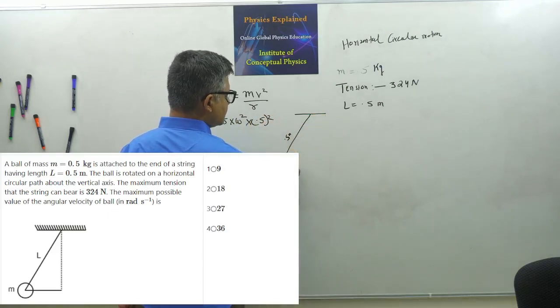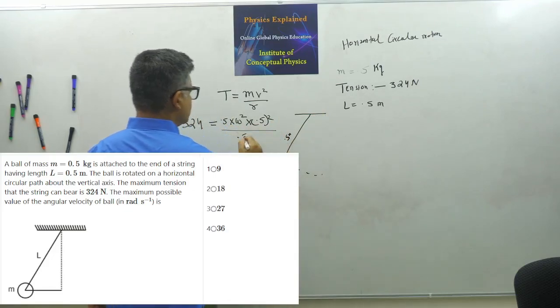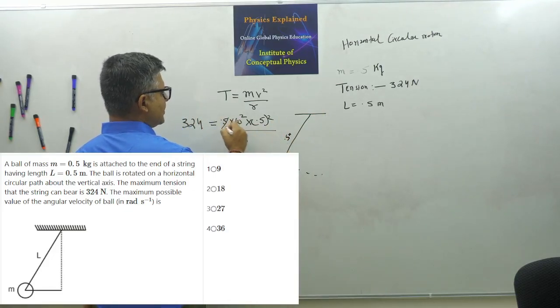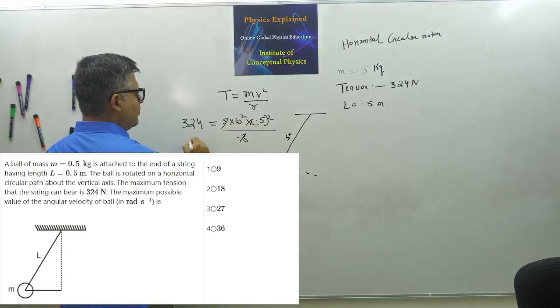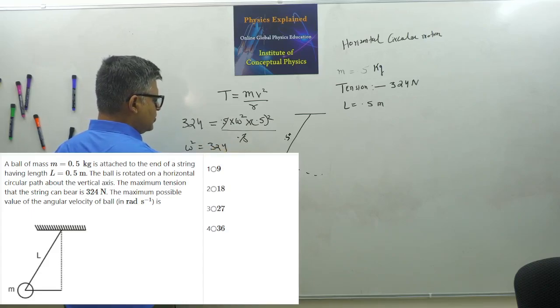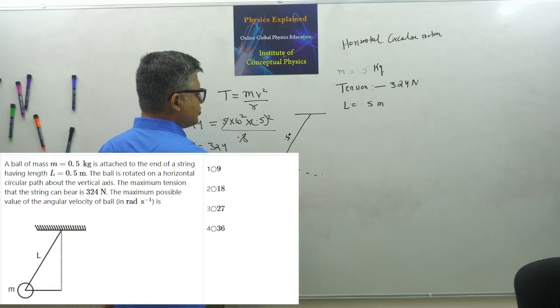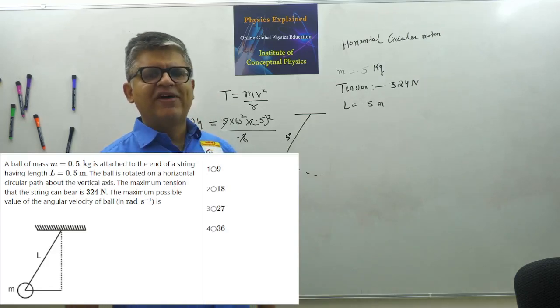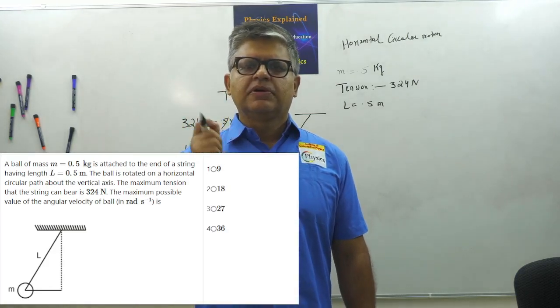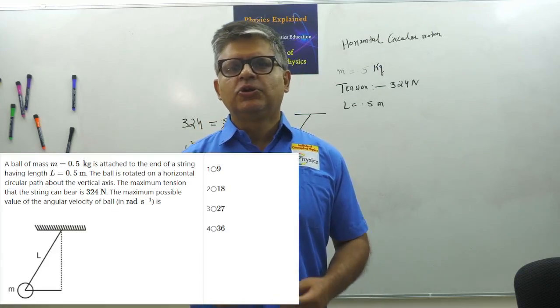This is going to be the radius of the revolution, 0.5, right? So one 0.5 cancels with this, right? So what you're left with is omega square is equal to 324 upon 0.5 square. So omega is equal to 18 upon 0.5, which is equal to 36 radians per second. So this is the maximum possible value of the angular velocity with which you can do the horizontal motion.